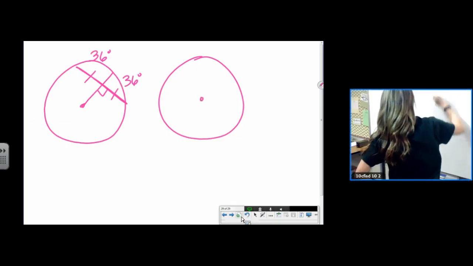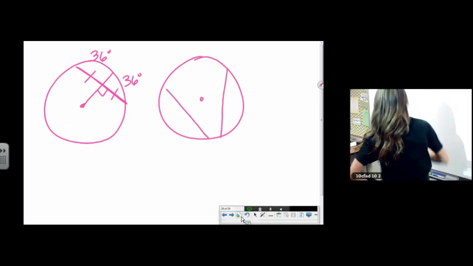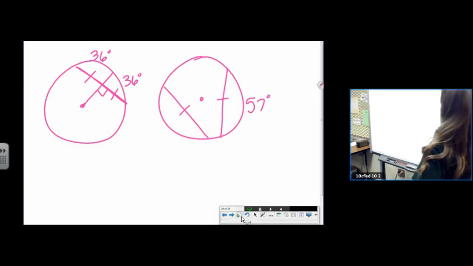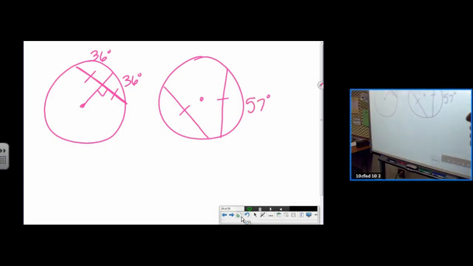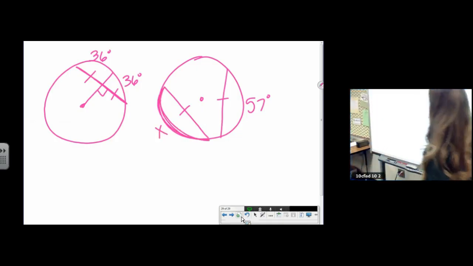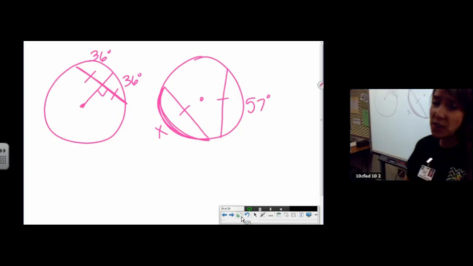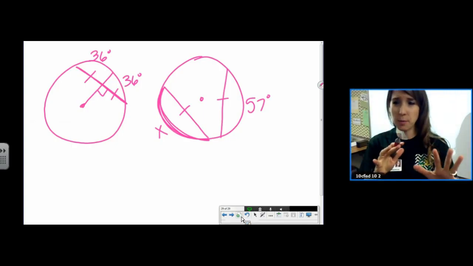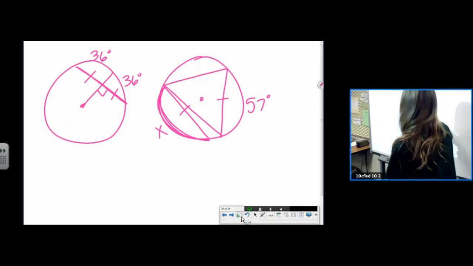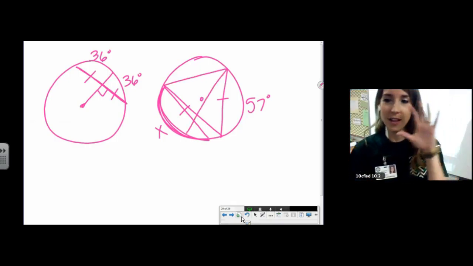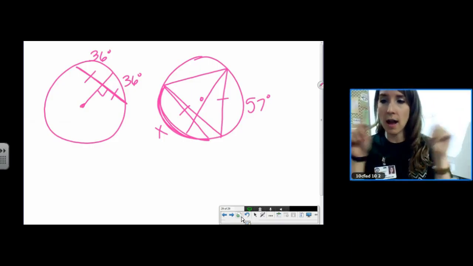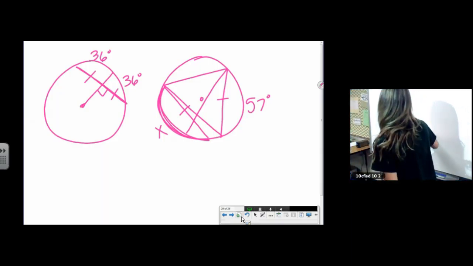Here's another one. Congruent chords intercept congruent arcs. So if those chords are congruent and you're looking for the measure of this missing arc, it is 57, even if there's a lot more things in your picture. This might not be the only thing that's going on. But if you can find two chords that match, then the arcs that surround them are congruent. So this would be 57.